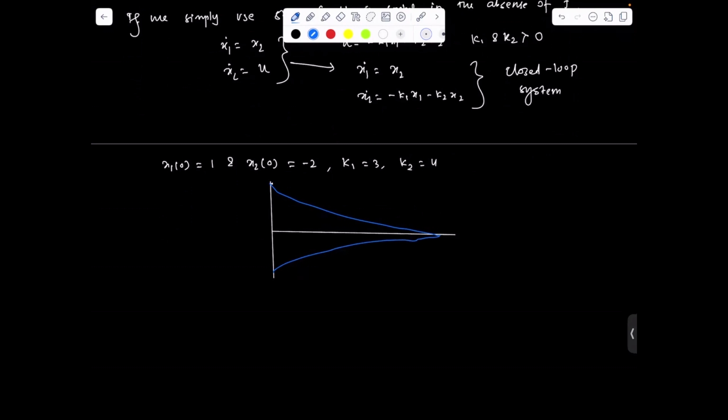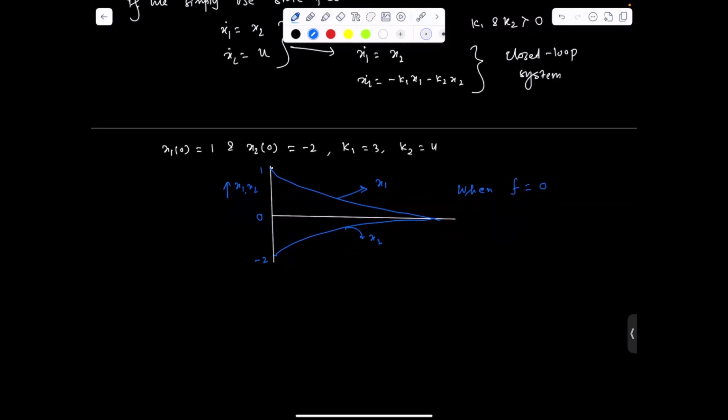Something like this, right? Maybe this is, for example, minus 2, 1, and this is 0. So this is basically x1 and x2. This is x1, this is x2. And this result we obtain when f equal to 0.